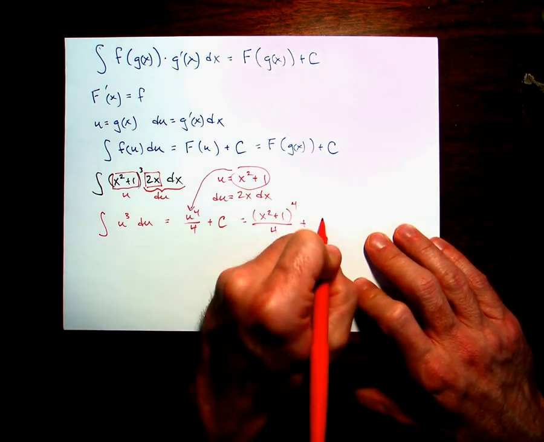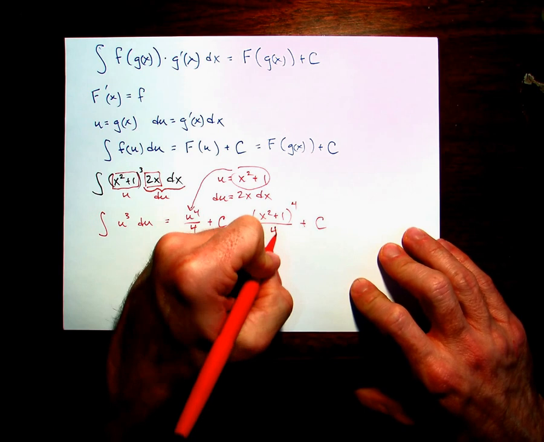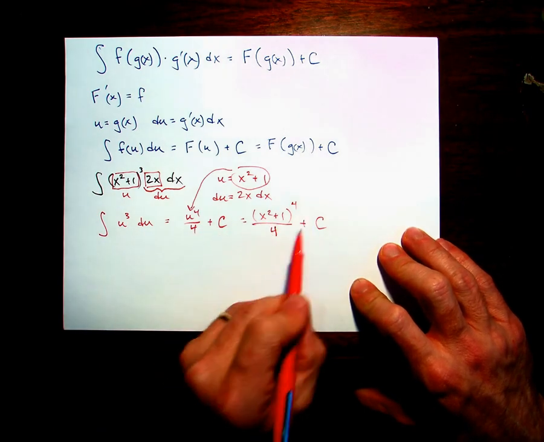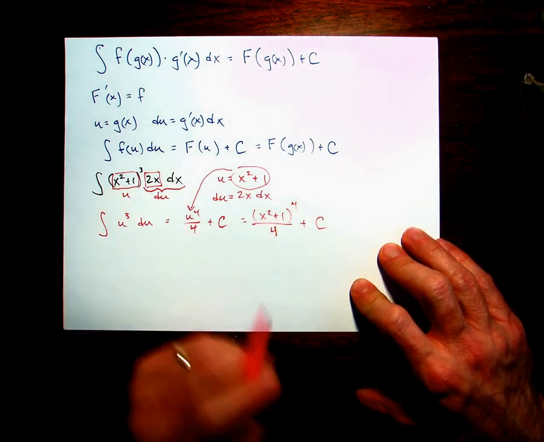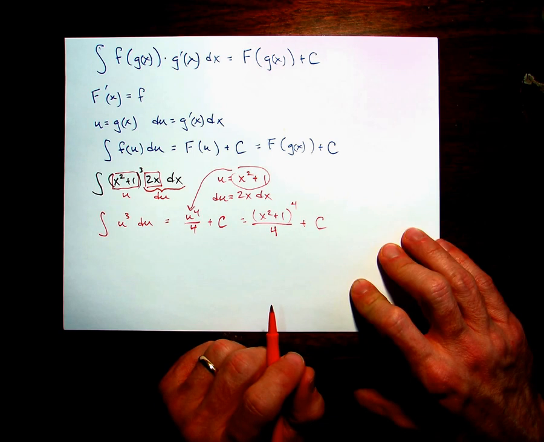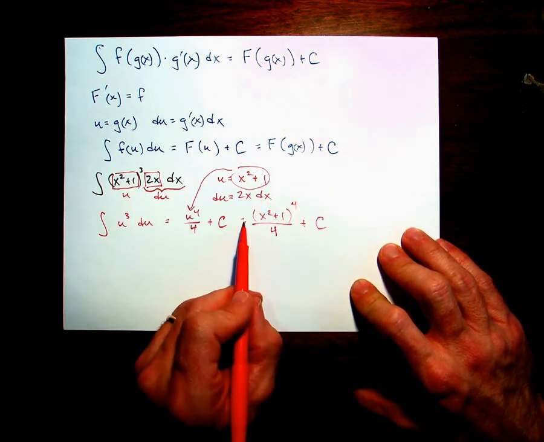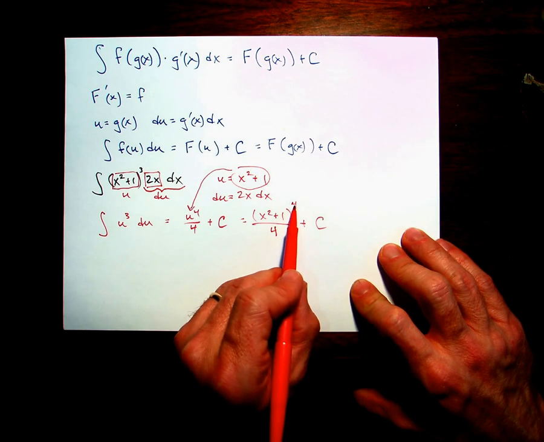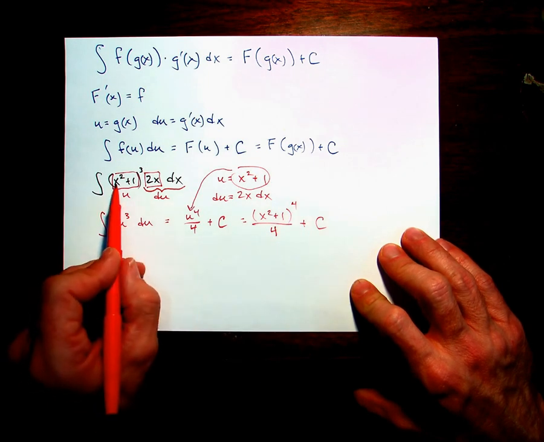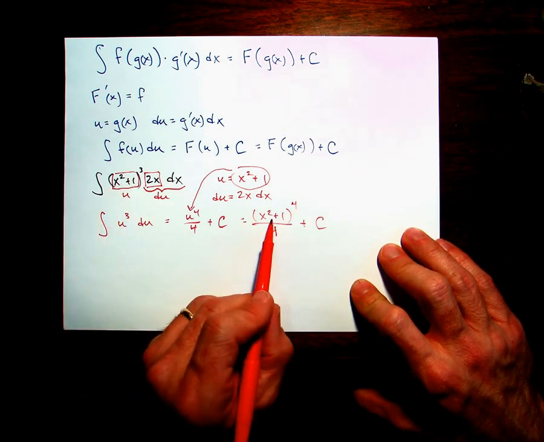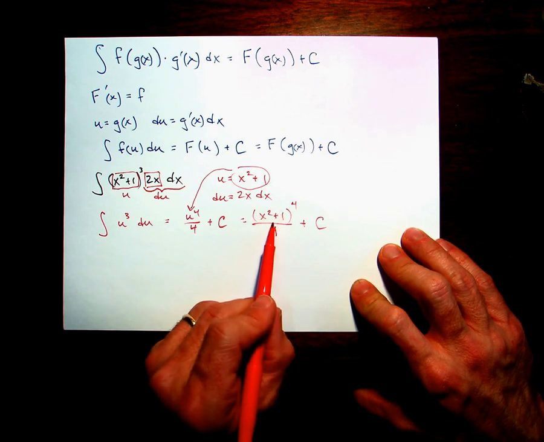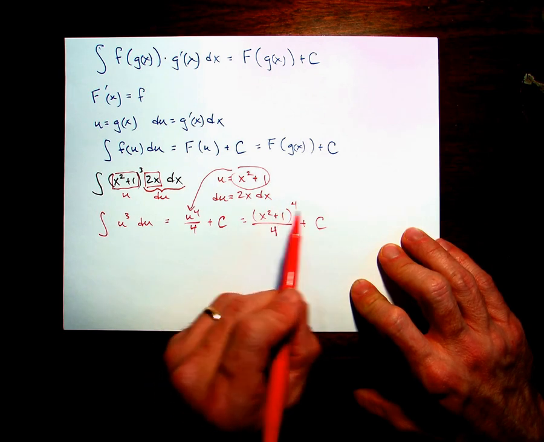plus c. And again, by the chain rule, you could take the derivative of this and you would get back x squared plus 1 cubed. That's this generalized power rule: multiplied by 4, that 4 goes away, reduce this to a 3. That's where you would get x squared plus 1 cubed. For that part of it, that would be our f prime of g of x. And then we multiply by g prime, we would get 2x.